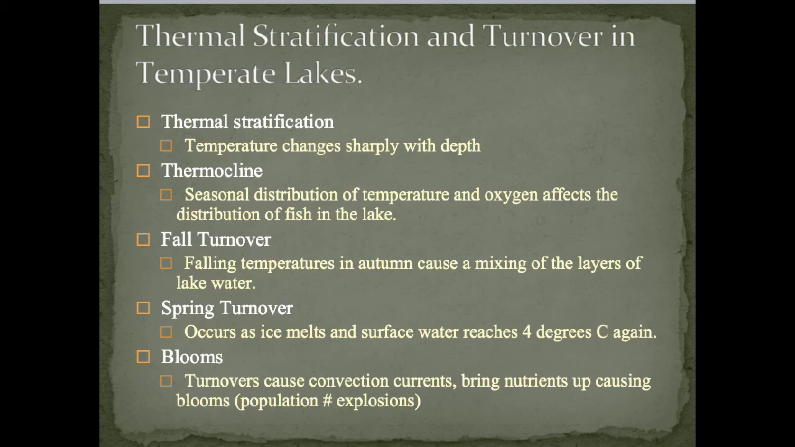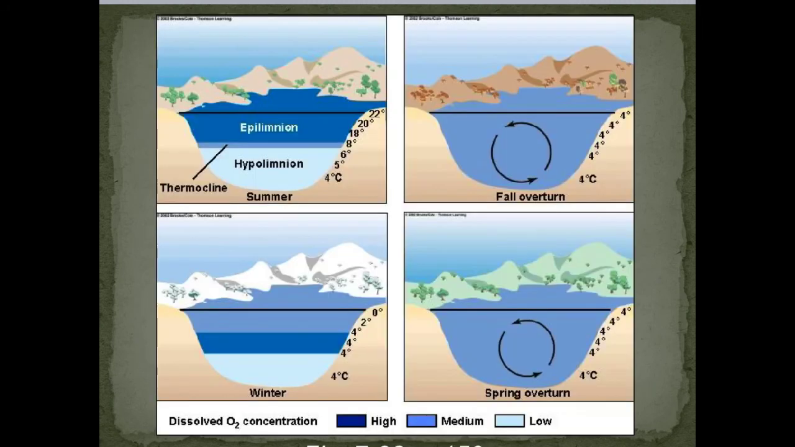You can have this fall turnover, where falling temperatures in autumn cause a mixing of layers of lake water. And then also the spring turnover, which occurs when the ice melts and the surface water reaches 4 degrees Celsius again, which is above the freezing point. And then blooms. Blooms are those increases of algae and bacteria. And turnovers can cause convection currents, bringing nutrients up, causing blooms.